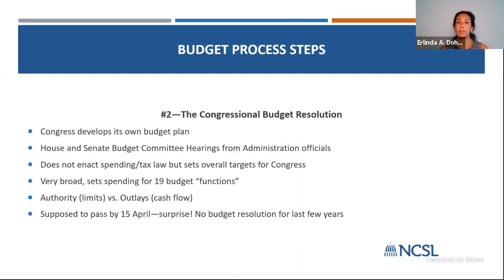So number two, what is the second step theoretically in the budget process? It's called the Congressional Budget Resolution. Basically, Congress develops its own budget plan. House and Senate budget committees have hearings from all the different agencies. It does not enact the spending law, but actually sets the targets for Congress themselves. Very broad, 19 budget functions, and it sets the limits and the authority for the cash outflow. Normally, or in theory, this budget resolution is supposed to be passed by April 15th, but surprise, that hasn't happened for a while now.